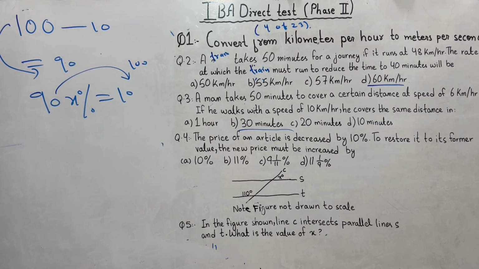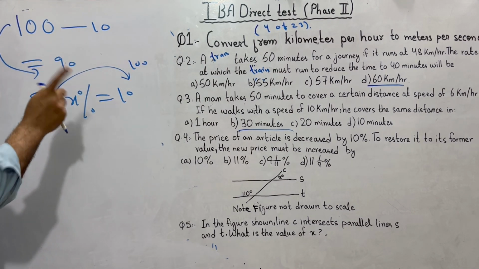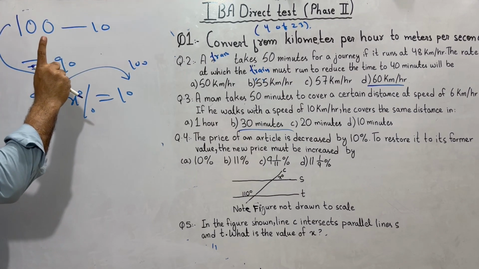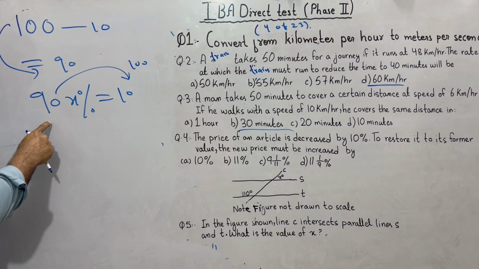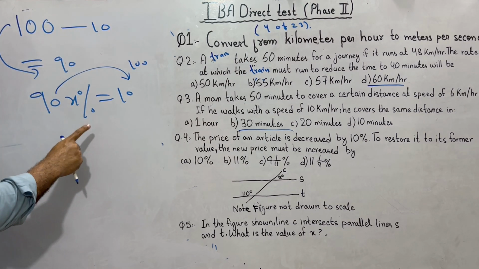We have just concluded that 10% of 100 is 10. Mark my words: 10% of 90 is not 10, and 10% of 90 is not 9. Keep this thing in mind.